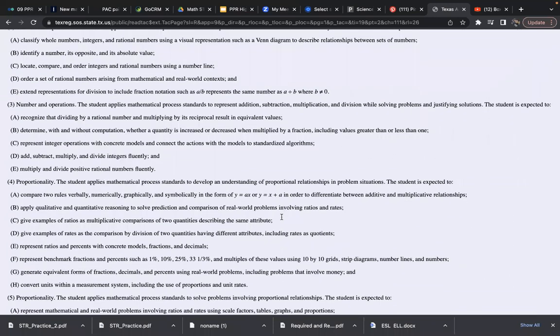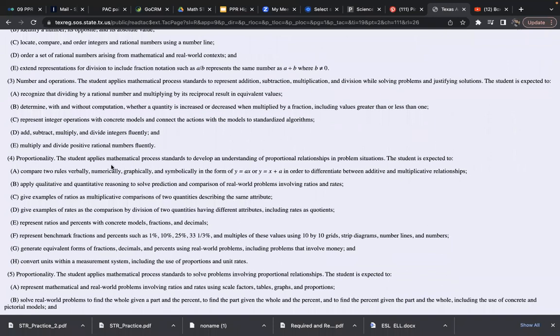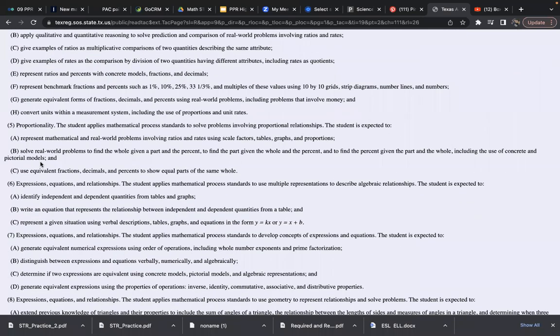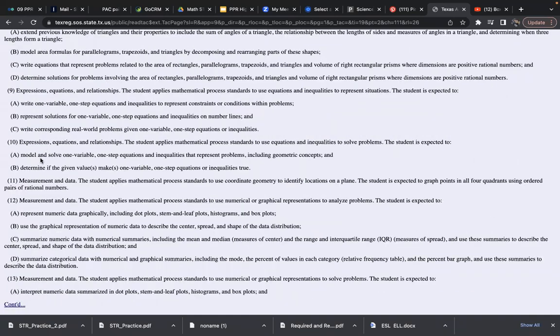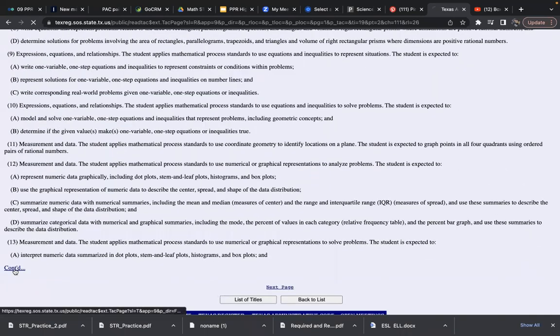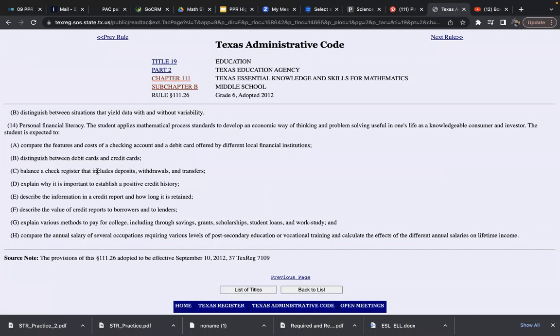What was I at? Proportionality, proportion, expressions, measurements, all particular things that they need to do.